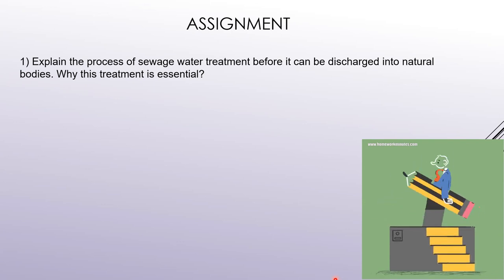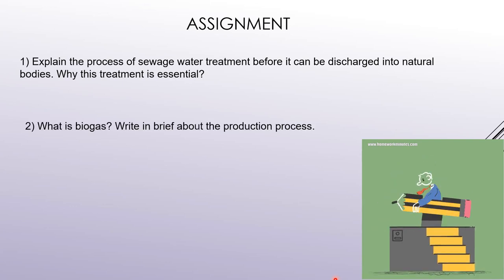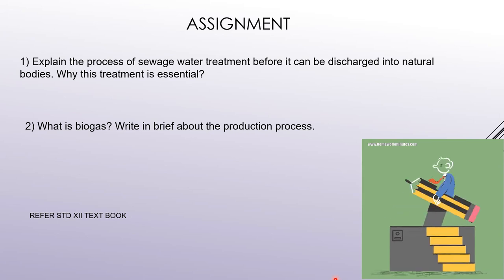Take down the assignment. Explain the process of sewage water treatment before it can be discharged into the natural bodies. Why is this treatment essential? And this we have studied today, that includes primary treatment, secondary treatment and tertiary treatment. Your next question is, what is biogas? And write in brief about the production process. For this you can refer to your 12th standard textbook.